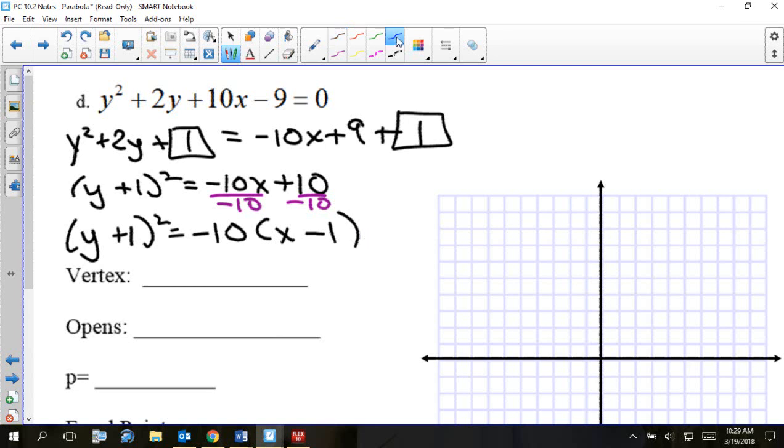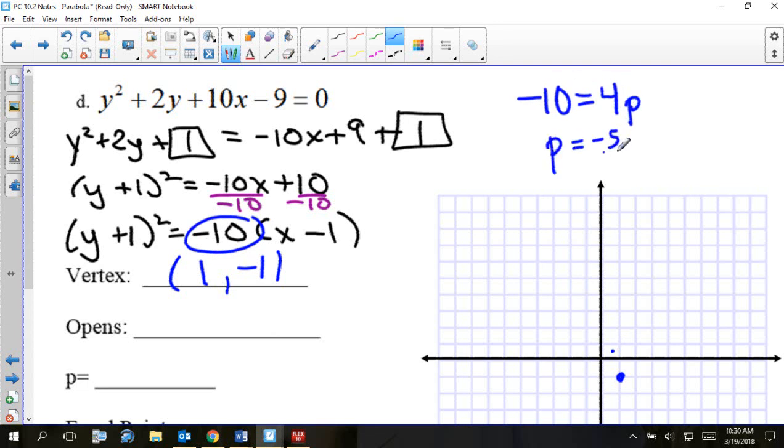Okay, my vertex. Here's my vertex. 1, negative 1. I have to use my x value and my y value, even though they're in the opposite order in the equation. To find which way it opens, we use the value that's in front of the x minus 1, the one that's not squared. You set it equal to 4p, solve for p, and I get negative 5 halves. My p value.